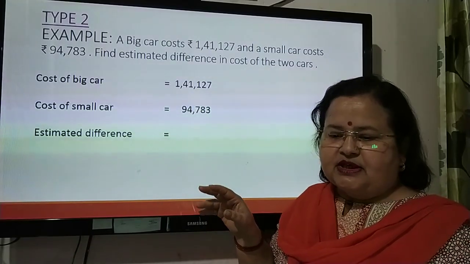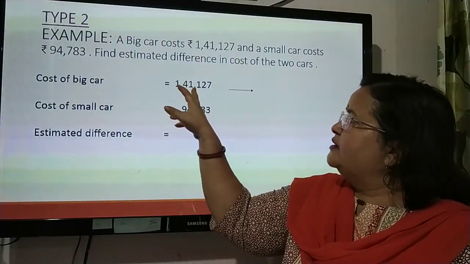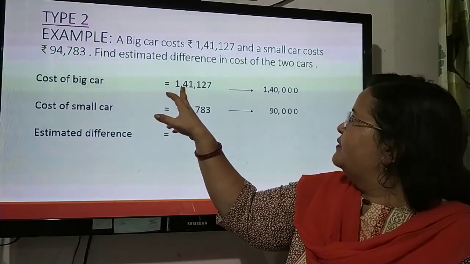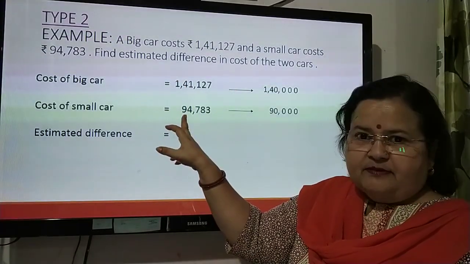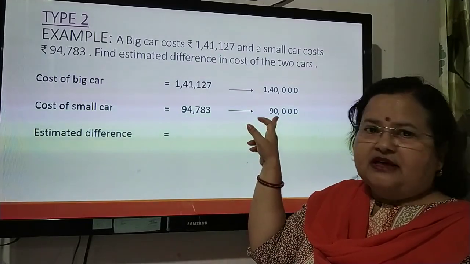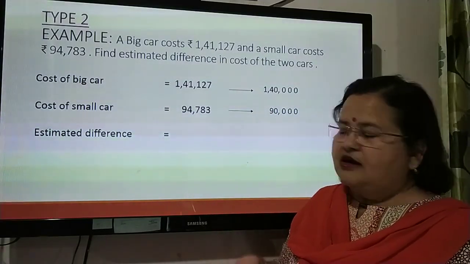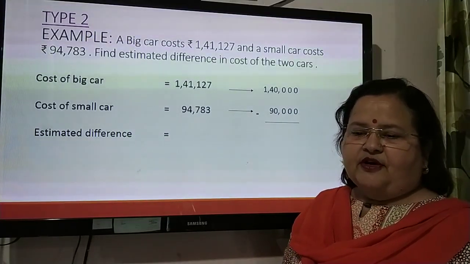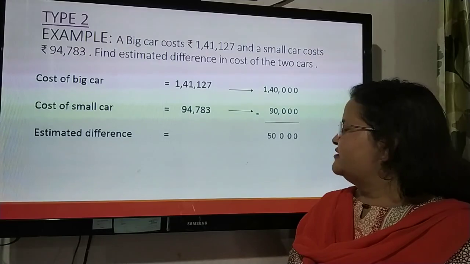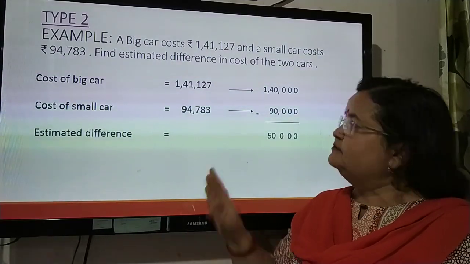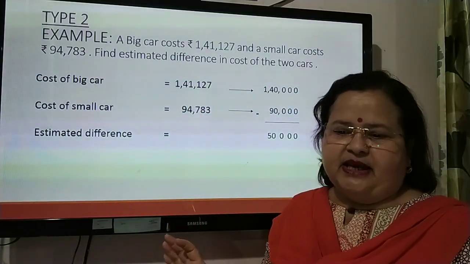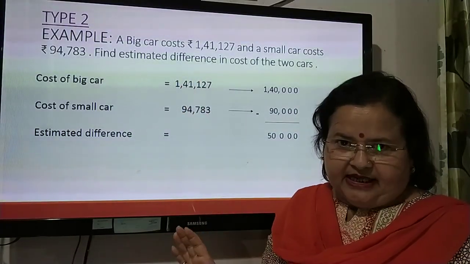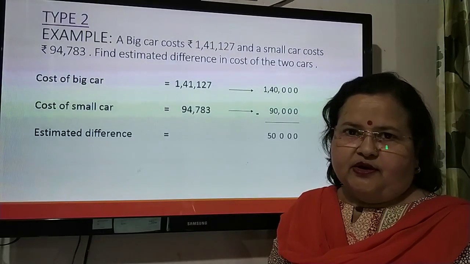Okay, now we'll proceed with it. 1,41,127, if we round off at this place, will become 1,40,000. And 94,000 will become 90,000. Now we can easily find the difference of these two. 1,40,000 minus 90,000 gives us 50,000. This is how we estimate the difference when we are not given any place value at which to round off.